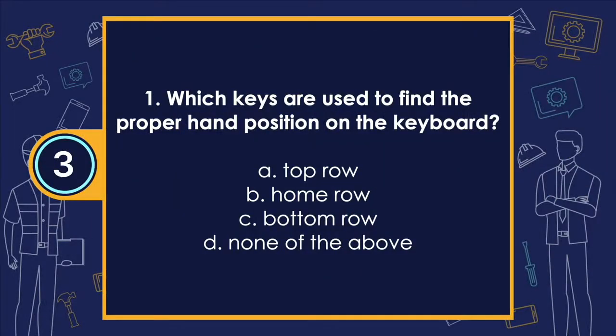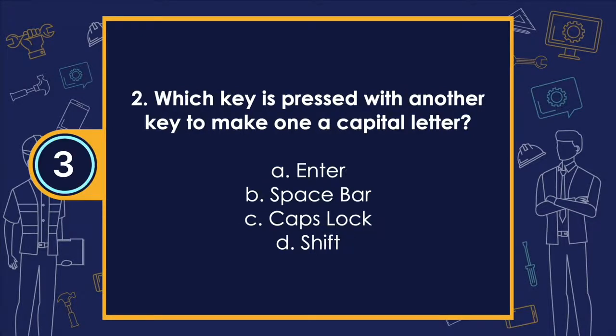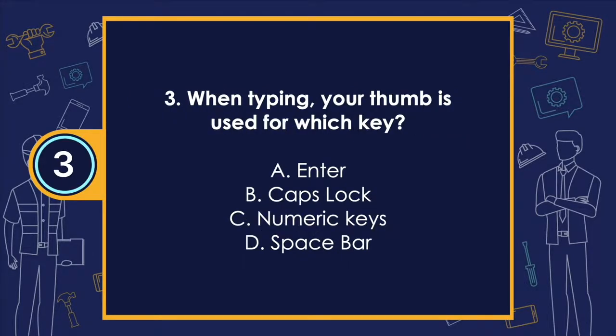Number 1. Which keys are used to find the proper hand position on the keyboard? The correct answer is B. Home row keys. Number 2. Which key is pressed with another key to make one a capital letter? The correct answer is letter D. Shift. Number 3. When typing, your thumb is used for which key? The correct answer is letter D, spacebar.